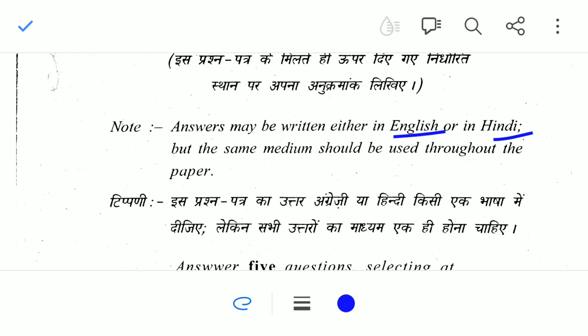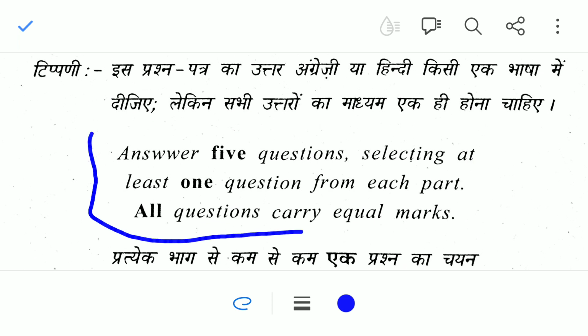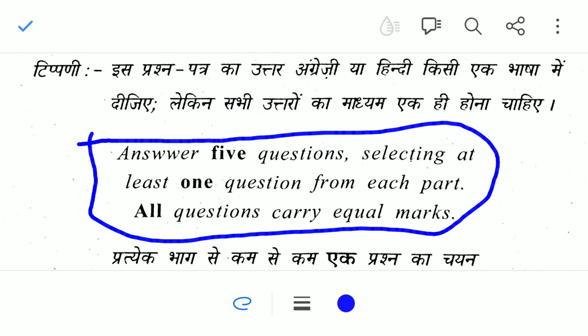Okay, so the crux of this video is this sentence: answer 5 questions selecting at least one question from each part. All questions carry equal marks. Here they mention each part and one question from each part.